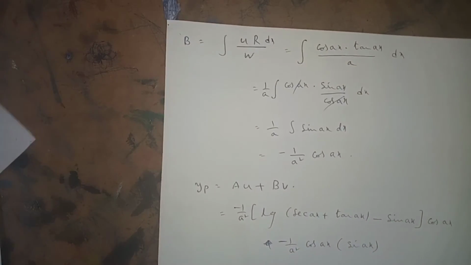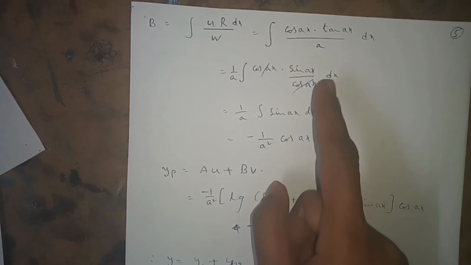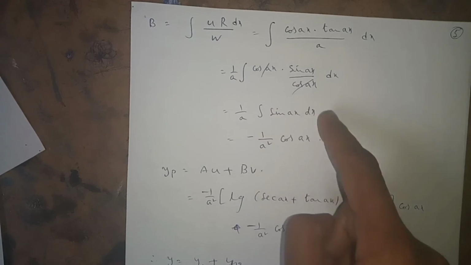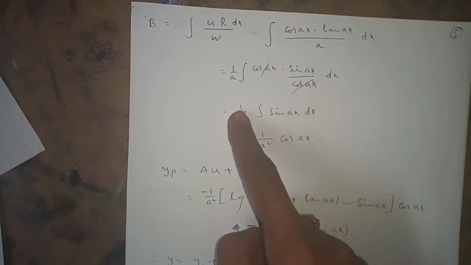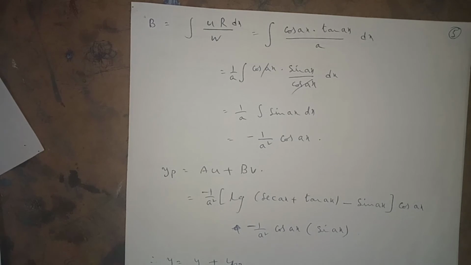Now we have to find capital B. What is the formula? Capital B is equal to integral U R dx by W. U is cos ax, capital R is tan ax, by a. Now if you simplify, sin by cos is tan, cos ax gets cancelled, integral of sin is cos ax by a, into a is 1 by a square. Like this you will get capital B.